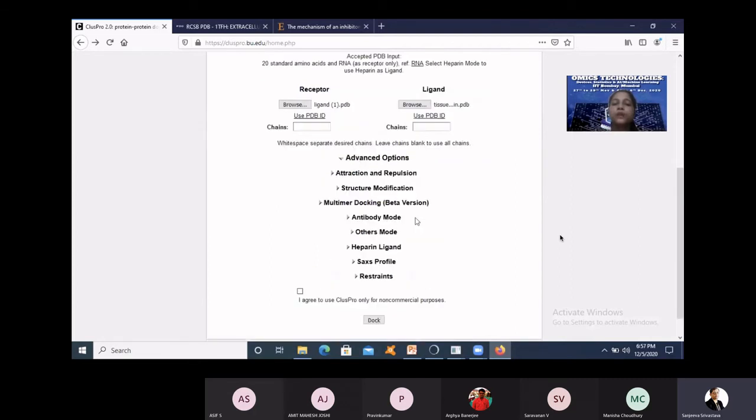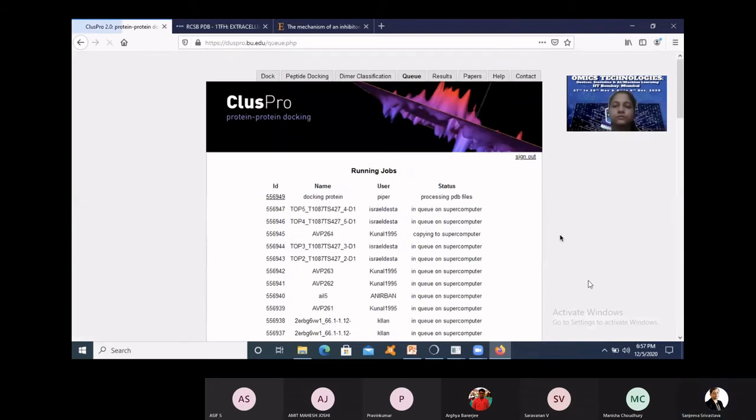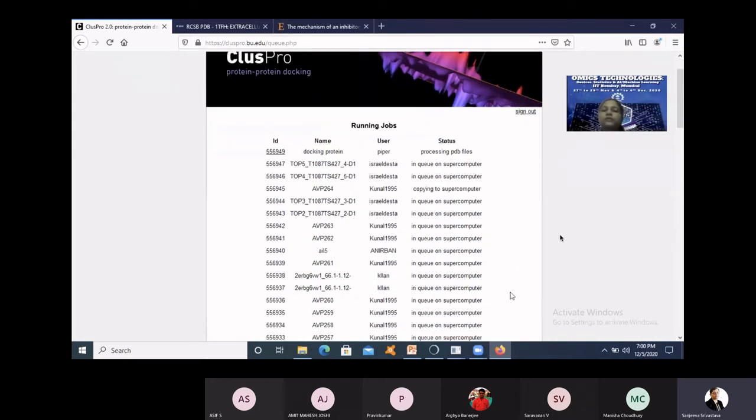There are several options here. If you plan to do some interaction studies on antibody, or if you want to modify a structure, all those options are given. So we can just agree and say dock. If you see the screen, this is ClusPro after we have clicked on dock. These are the jobs that are running on the ClusPro server.